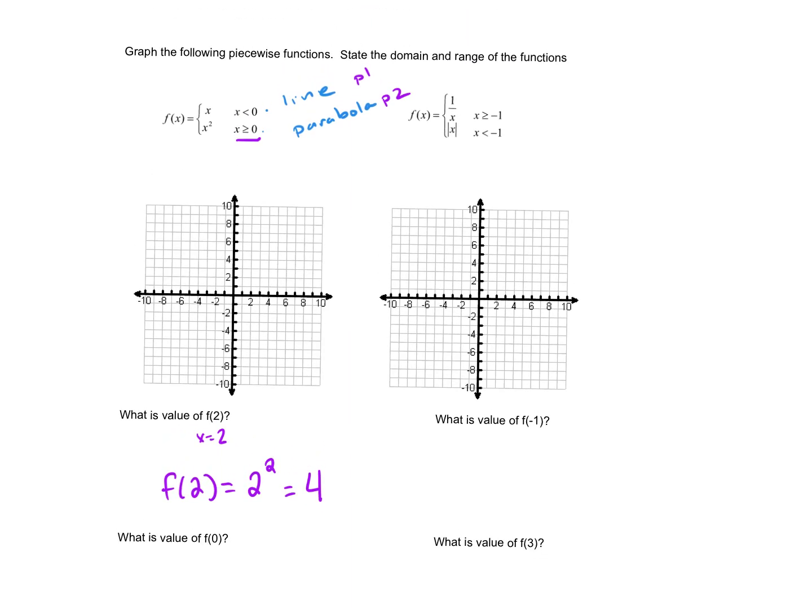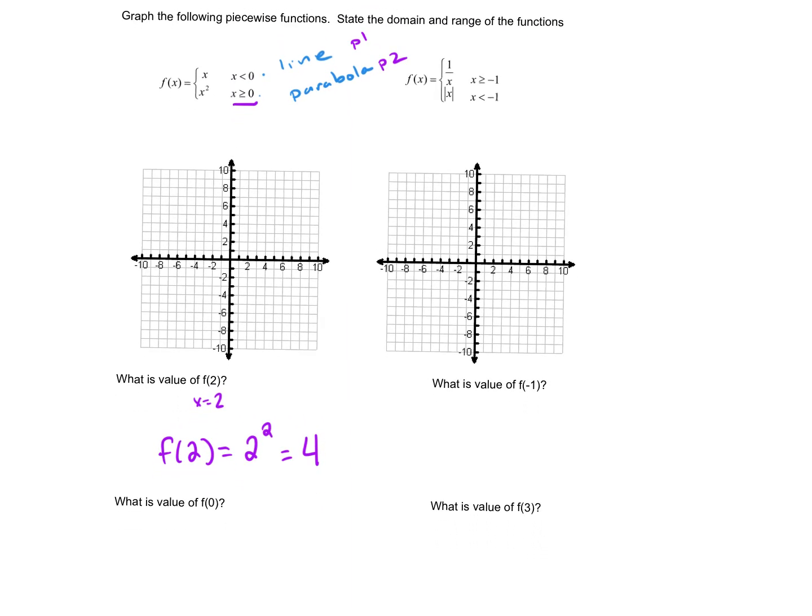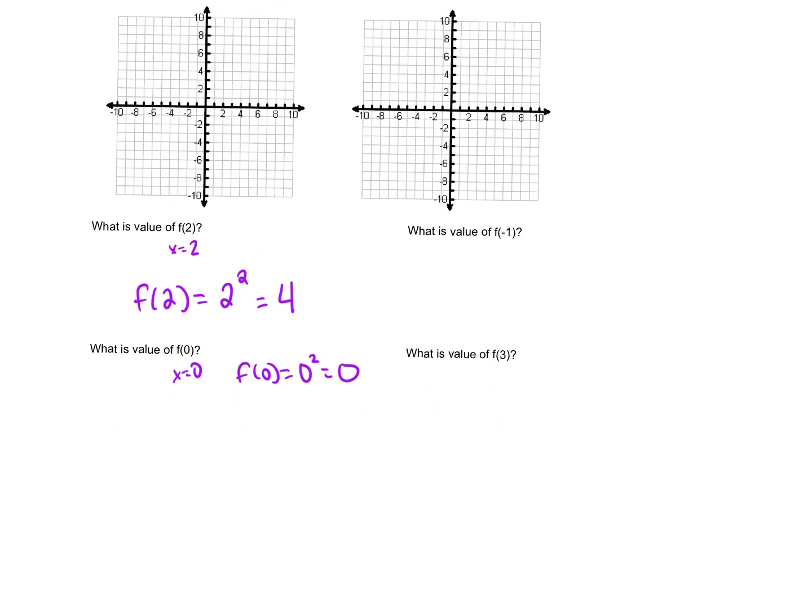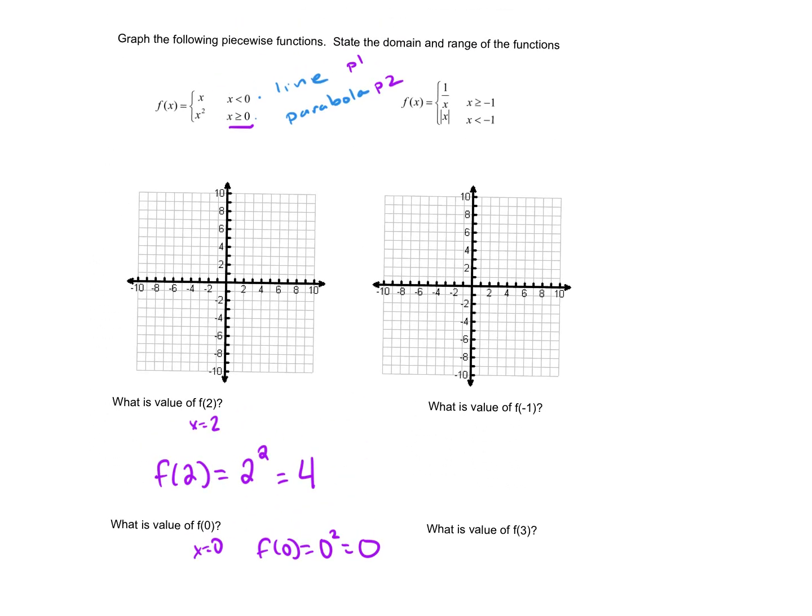Now f of 0 says, okay, if I have f of 0, that means x is 0. So we have less than 0 on the first piece, and we know it is not 0. X greater than or equal to 0 on the second piece, so it's on the second piece again. So f of 0 would be 0 squared, or 0, because it's in the second piece. So that's fine. That's how we do the function values.